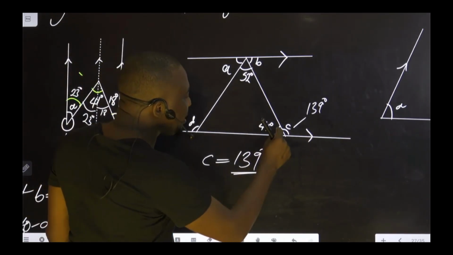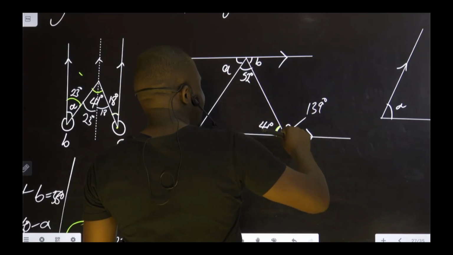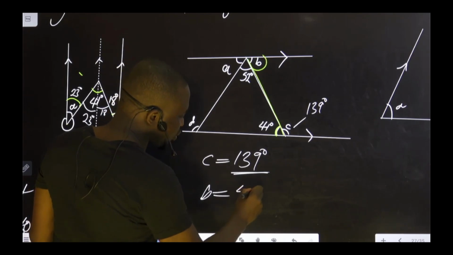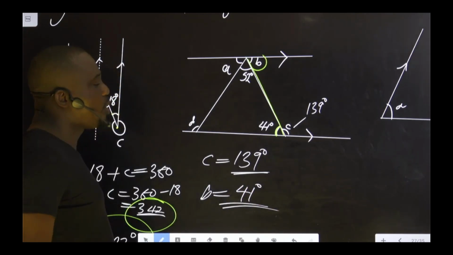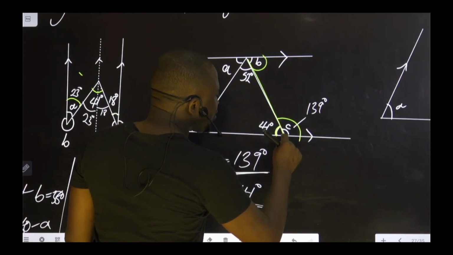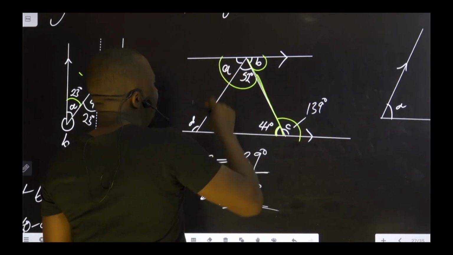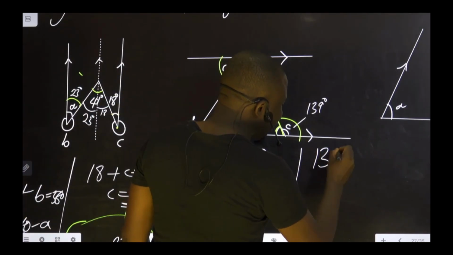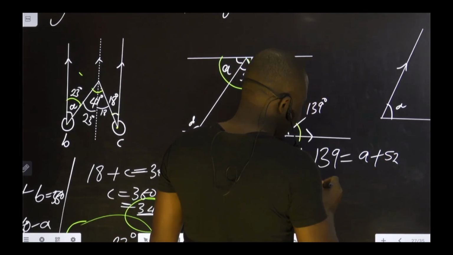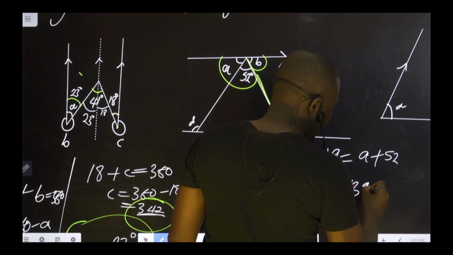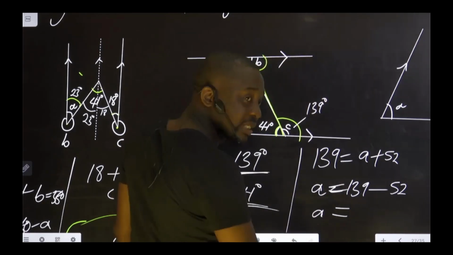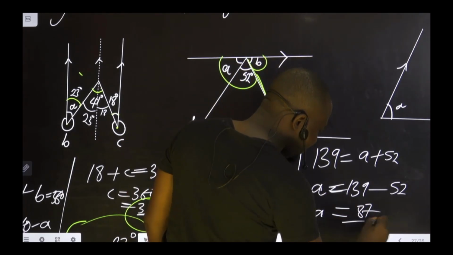If we have here to be 41 degrees, this is alternate to this angle. So B is equal to 41 degrees because alternate angles are what? Equal. That is done now. You will agree with me that this angle is also alternate to this angle. So therefore, 139 is equal to A plus 52 degrees. A therefore is equal to 139 minus 52 degrees. So what is A? That is 87 degrees.